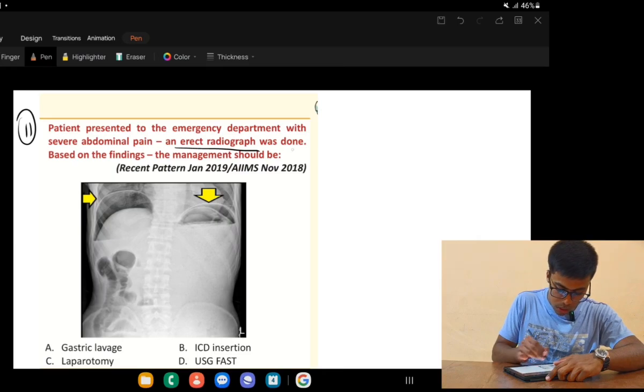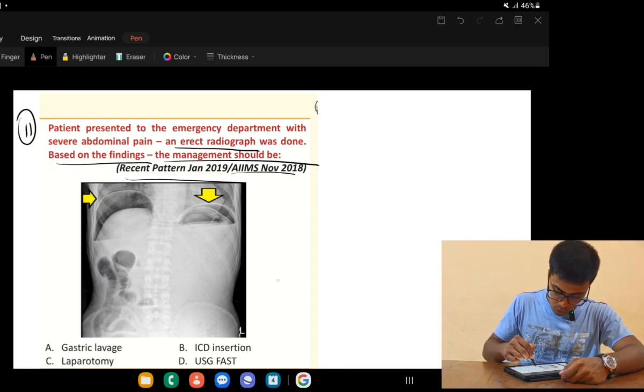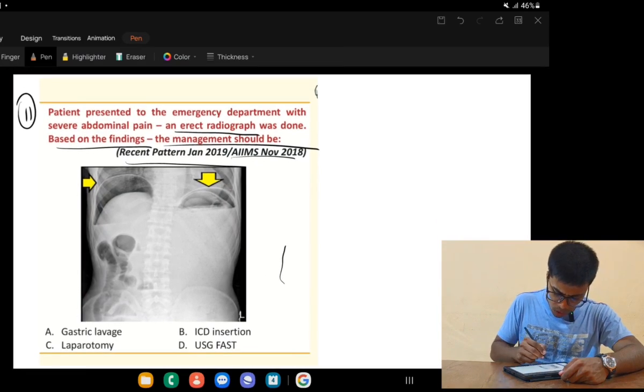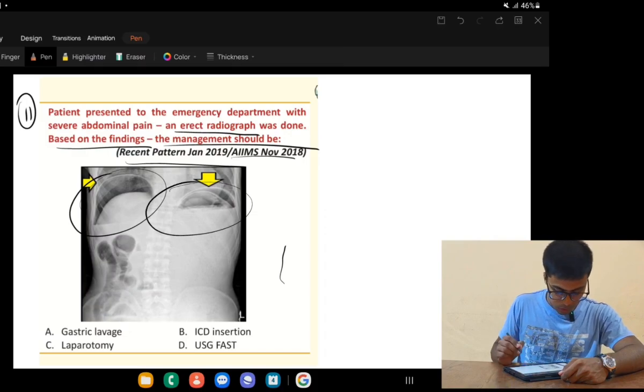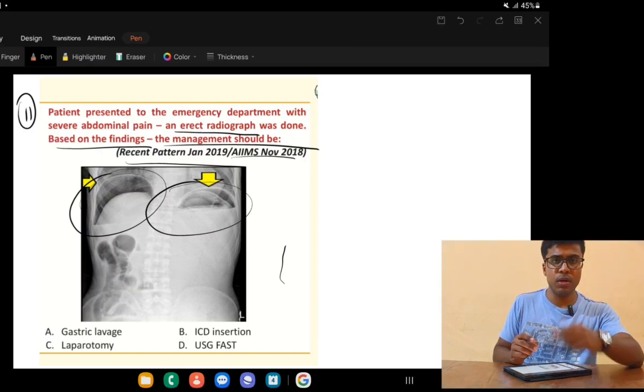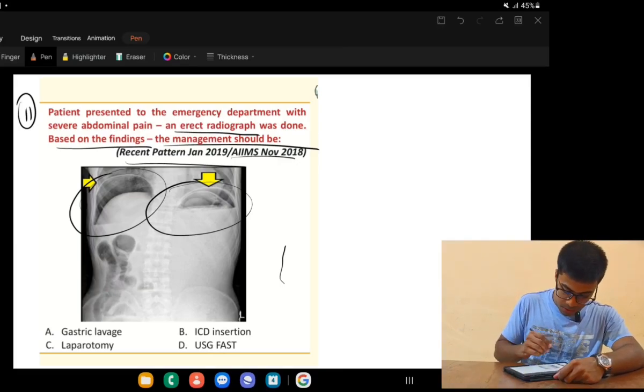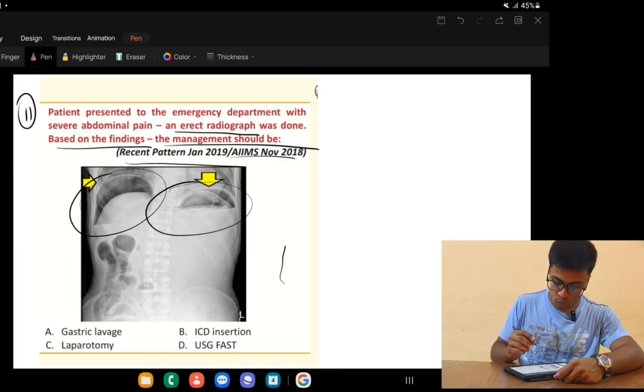Based on the finding, the management should be. This is a recent pattern, Jan 2019 or AIIMS. The same question was there, so they frequently repeat questions. What we are seeing is air under the diaphragm. What is air under the diaphragm? Air under the diaphragm means the intestine must be having a hole, in layman's language. So in this case, what we have to do is a laparotomy. It is the most commonly done.